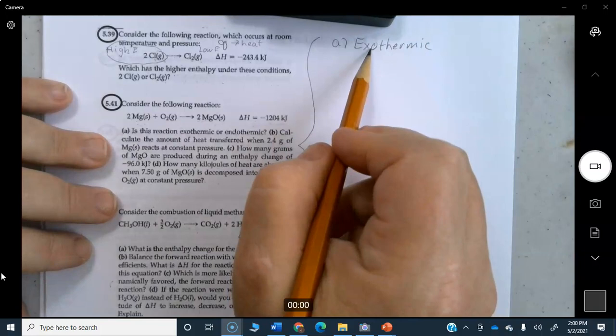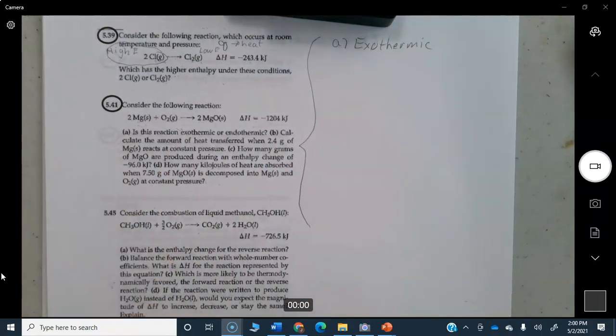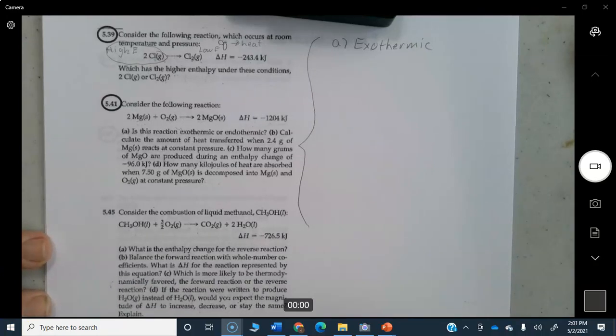Heat is coming out. So this applies to this question right here. Everything I'm writing here applies to this question. Okay, B: calculate the amount of heat transferred when 2.4 grams of magnesium reacts at constant pressure. Okay, so you've got to do a little stoichiometry.